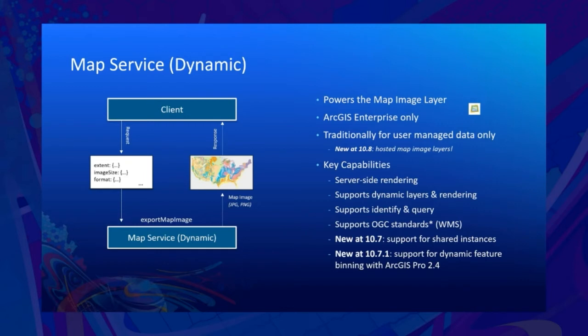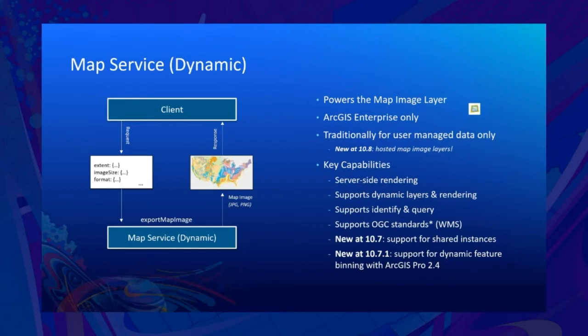The key capabilities are what I've mentioned throughout the presentation already. Server-side rendering. You can also do things like dynamic layers. You can actually ask the server to exclude certain data sets or include certain data sets that may be off by default as part of the drawing process. That's something you can specify as part of your request.